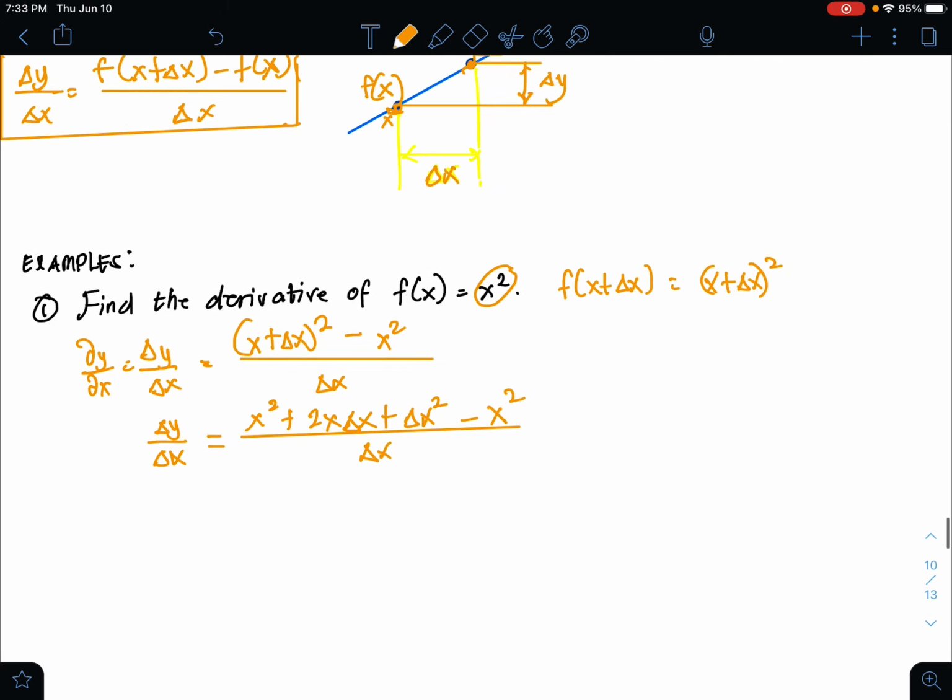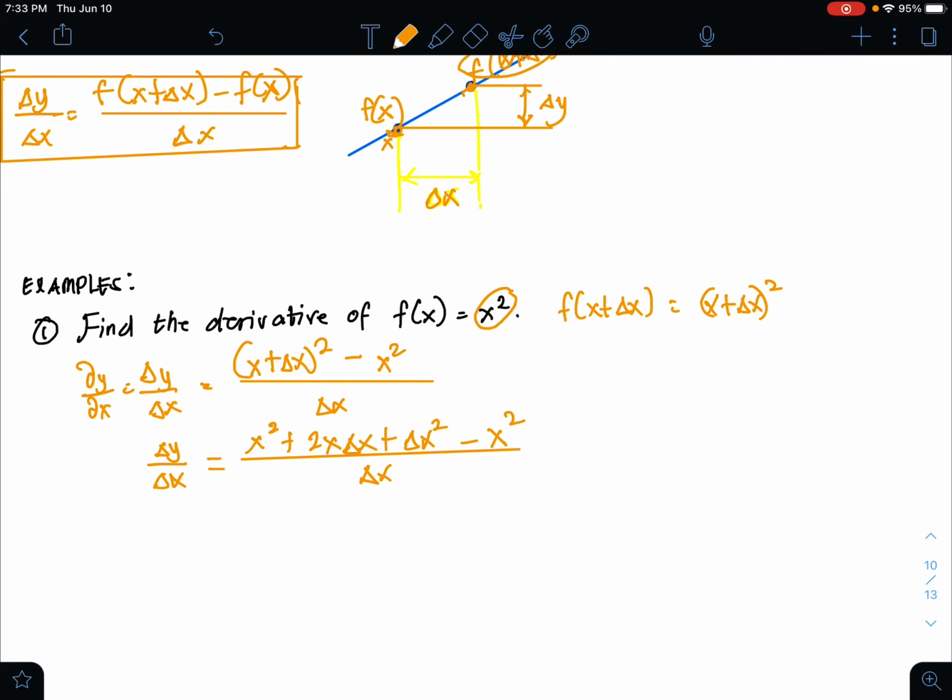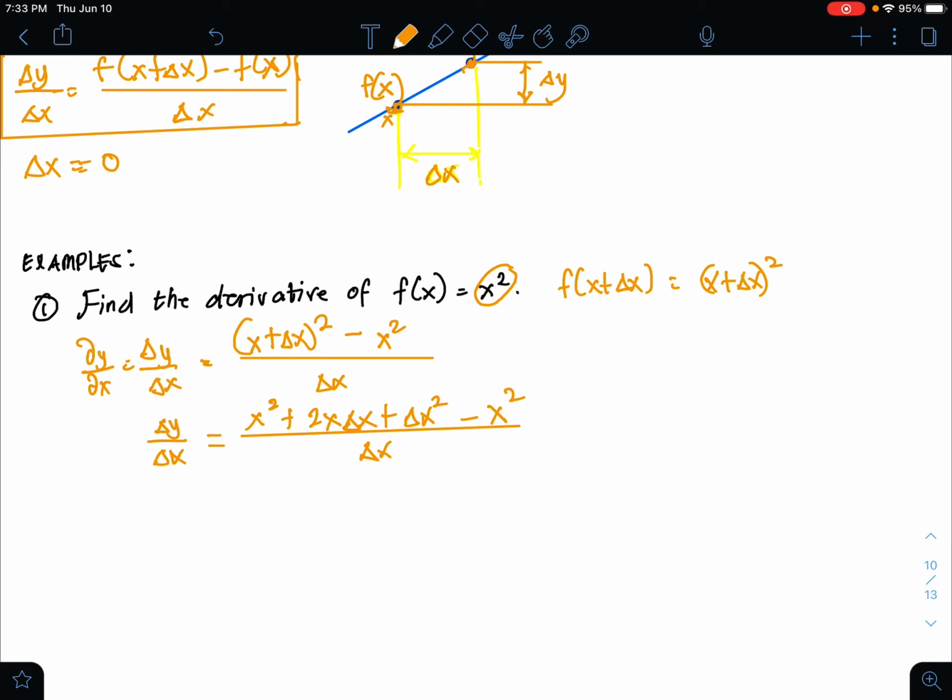So in the long derivative method, you just have to set delta x as equal to 0. When you see delta x, it automatically becomes 0. But we cannot say that it is 0 yet since we can still simplify that one. We have to simplify this as much as possible.